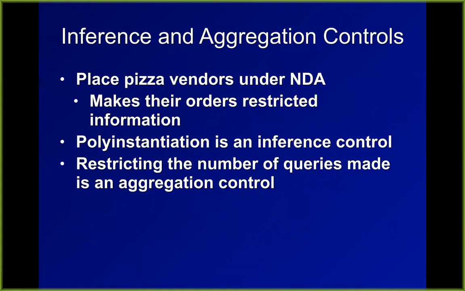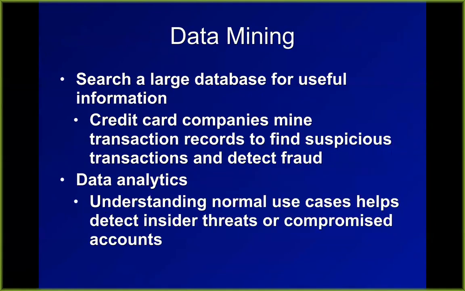So to prevent these things, you would have to somehow increase the security of those low-level things, like make the pizza vendors conceal how many orders they had every night, and you could use polyinstantiation to prevent the other one. And you could even restrict the number of queries made. So no one is allowed to ask more than a certain number of queries in a period of time, so they won't be able to do enough queries to get a list of, say, all the phone numbers that are unclassified to deduce the others.